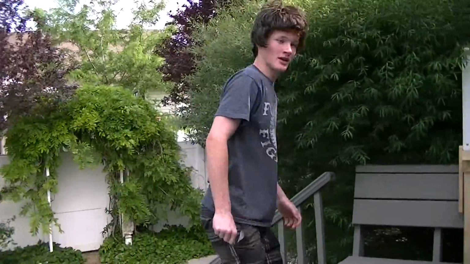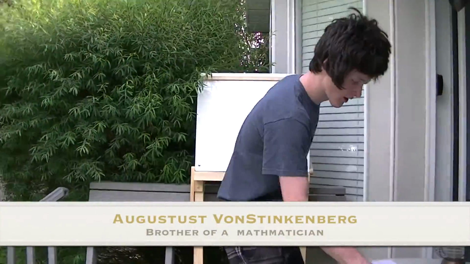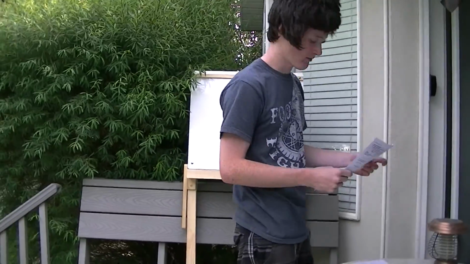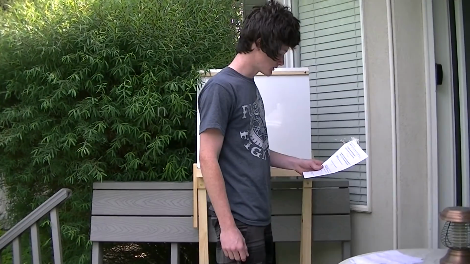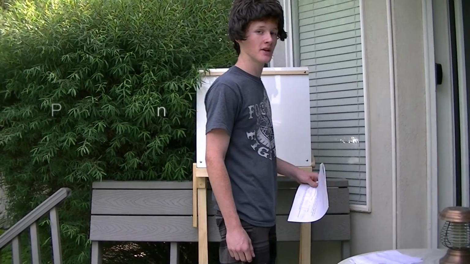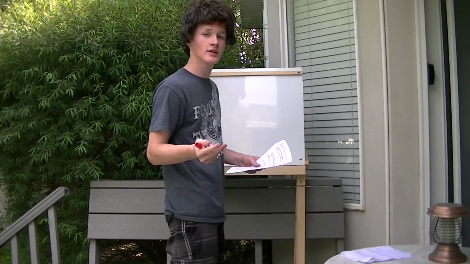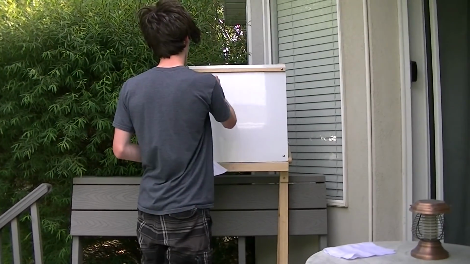Hello, my name is Augustus Vonstinkenberg. You may have met my brother, Heratio. Today we'll be talking to you about permutation and combination. Permutation can be represented with n and r.